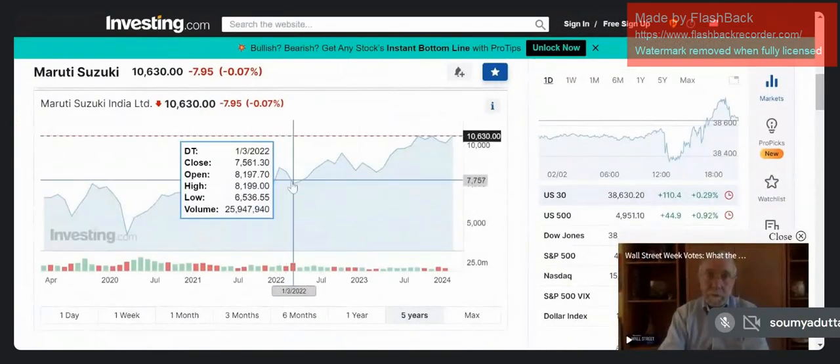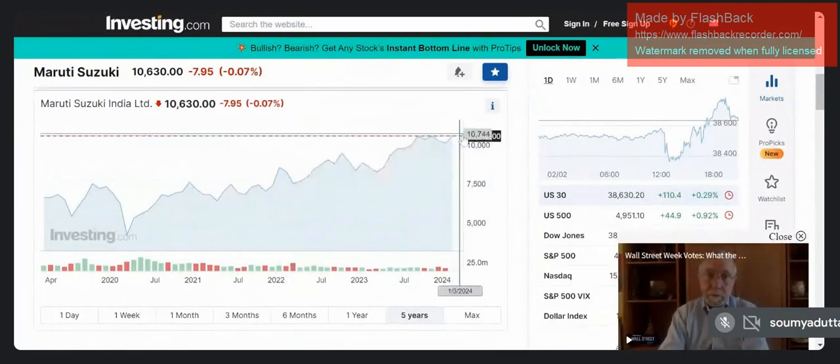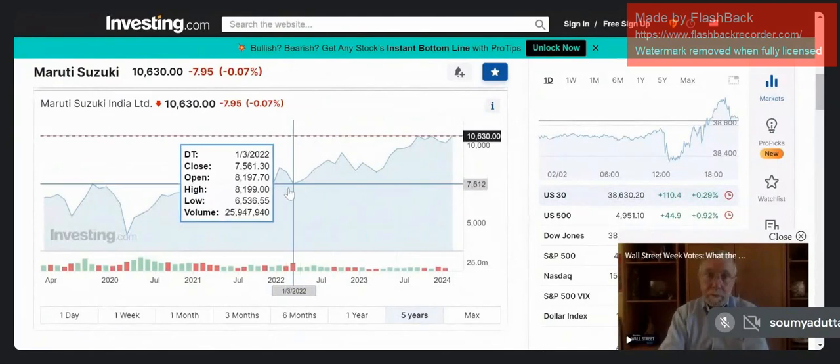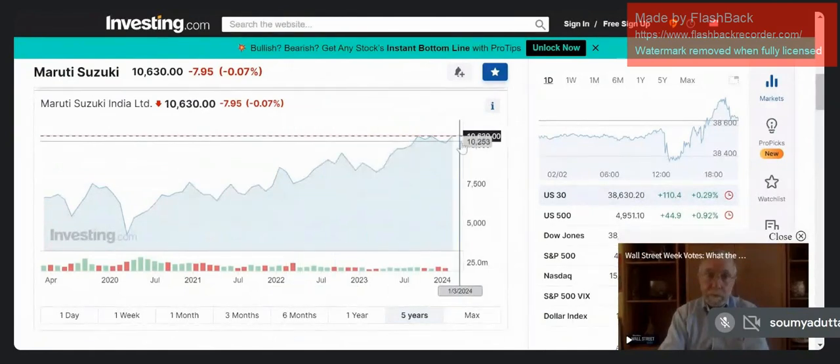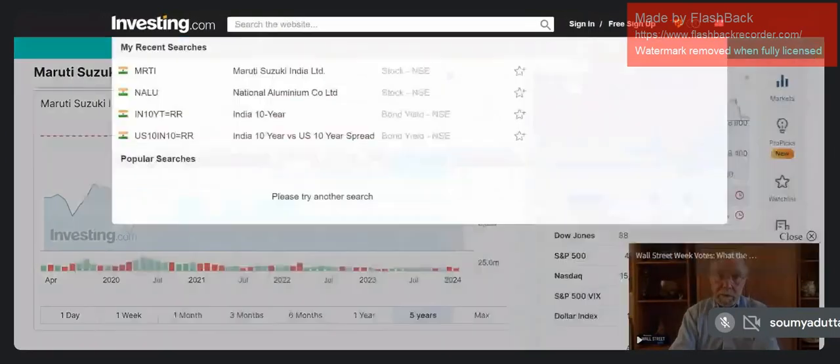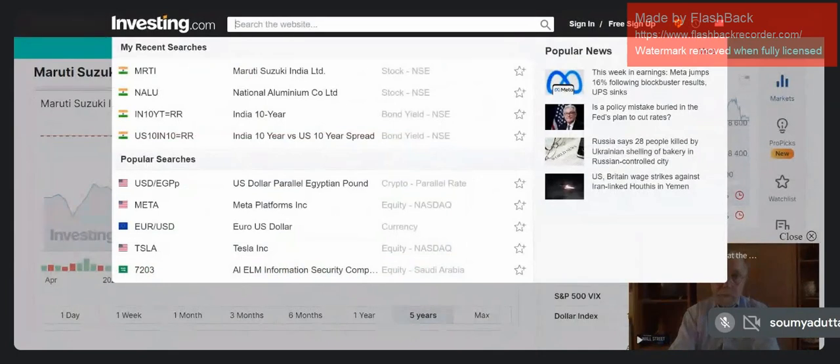See, Maruti went up from 7,000 to 10,000. It was good for them, and all those ancillary companies which deal in this thing also had a very good run. Name some companies. Alcohol. M&M.